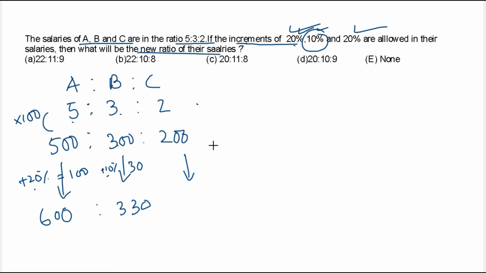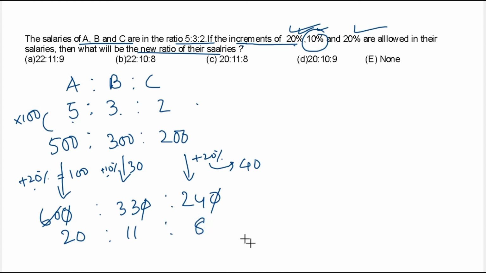Last, what is the increment? 20%. And what is 20% of this? It will be 40. So the new value is how much? 240. Now you have to find the ratio. Here the zeros are common, and then we can divide all these numbers by 10 and then by 2, so we get the simplified ratio. So this is your answer. So which one is the correct option? C is the correct option. Let's move to the next question and the last question of this video.